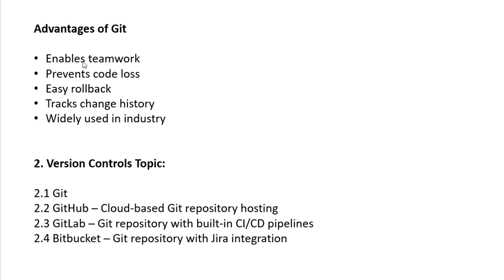Advantages of Git: it enables teamwork, prevents code loss, allows easy rollbacks, tracks change history, and is widely used in the industry. The version control topics, four in total, are included in these chapters: second is GitHub, a cloud-based Git repository hosting; third is GitLab, a Git repository with built-in CI/CD pipelines; and fourth is Bitbucket, a Git repository with Jira integration. Let's check all the topics in detail.